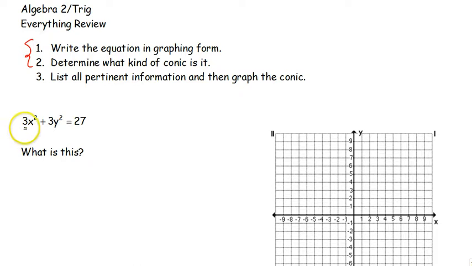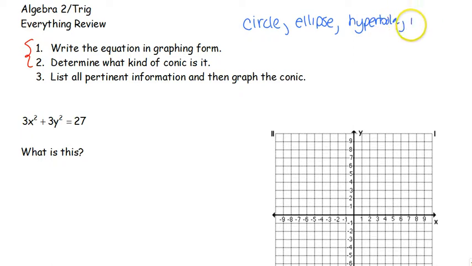We look at our first equation. We've got 3x squared plus 3y squared equals 27. We know our options are circle, ellipse, hyperbola, and parabola. The easiest one to determine is parabola, because in a parabola, either the x is squared, or the y is squared. Only one of your variables is squared, not both of them. With circle, ellipse, and hyperbola, you're going to have both the x squared and the y squared.